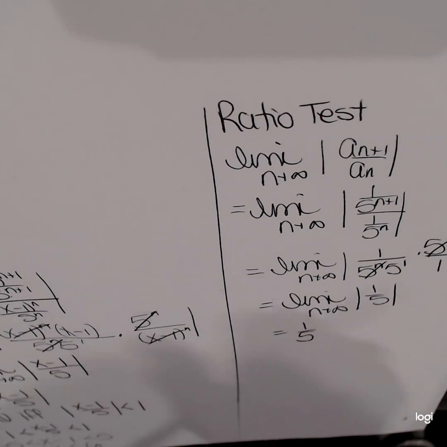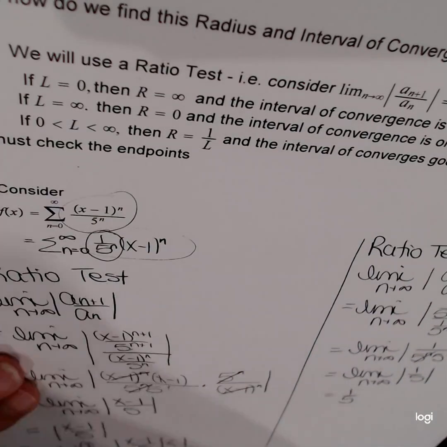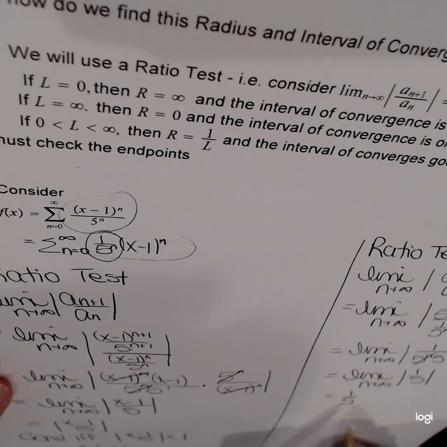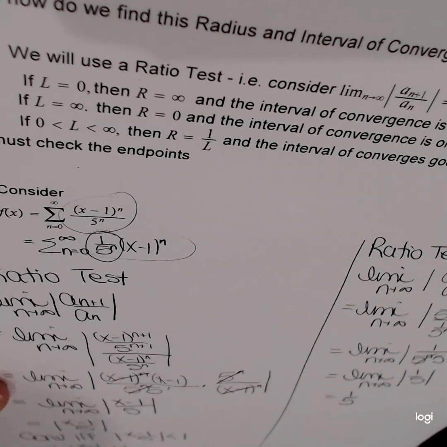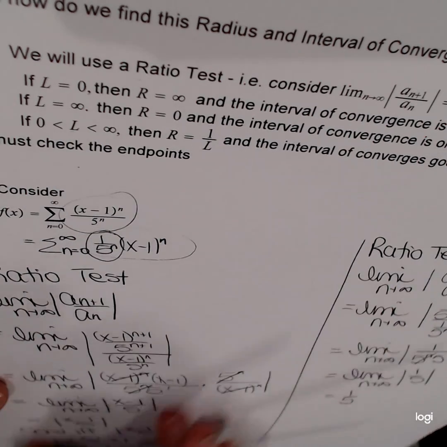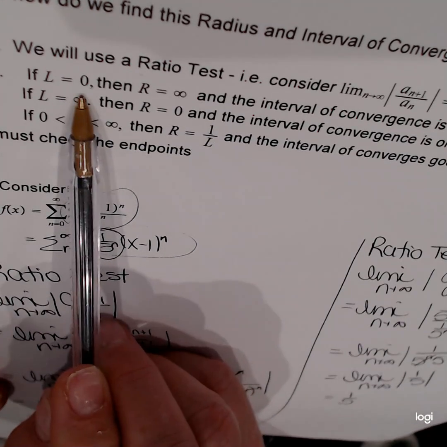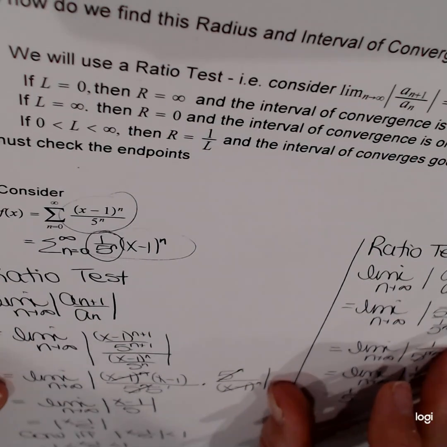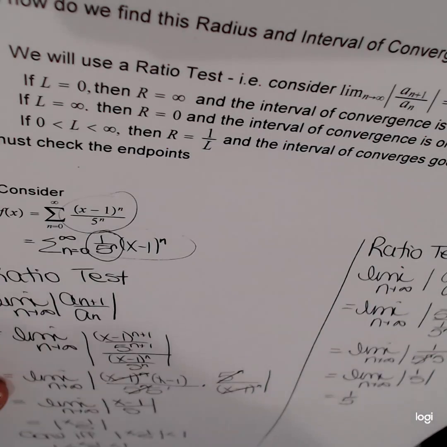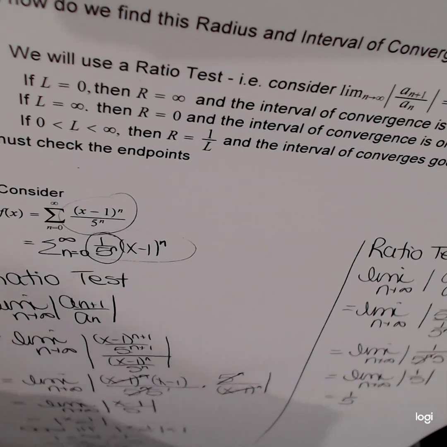Now, what do I do with that? Well, let's look back up at number 2, because what I get out of this is what I'm going to call L. That is what we call it when we do the ratio test. The first two parts work the same whether you do the long drawn out version or the short version. If you get a value of 0, then the radius of convergence will be infinity, going on either side of where it's centered, which means it converges for all real numbers.